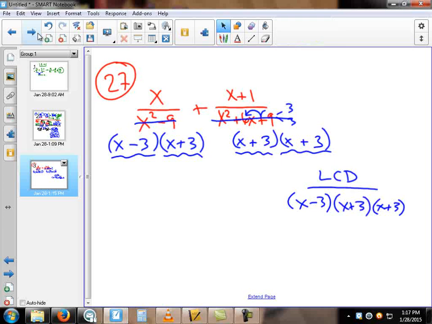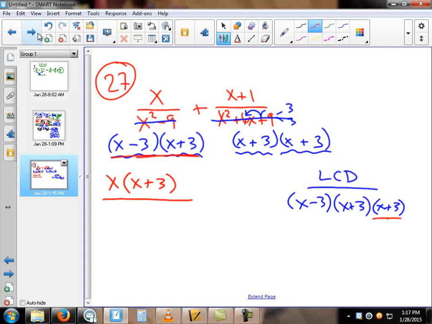Okay? So as I go into the next phase, the question is, what does this denominator on the left not have that shows up in the LCD? Well, the LCD has two x plus 3's, so I need another x plus 3. That makes my new fraction, x times x plus 3 over x minus 3, x plus 3, and another x plus 3. I got an extra x plus 3 in there by making the top have an x plus 3.